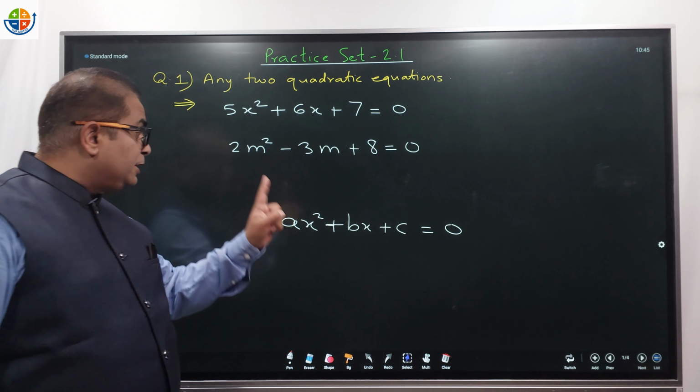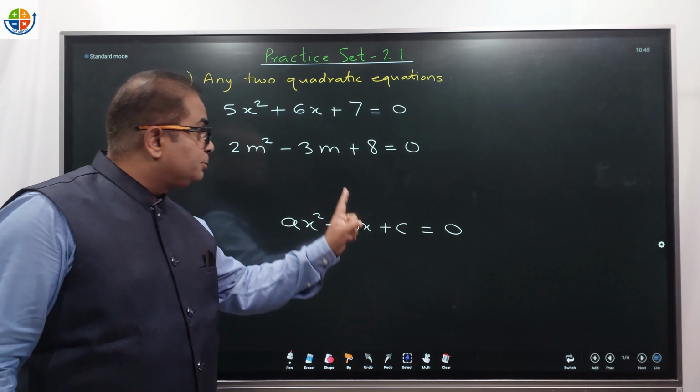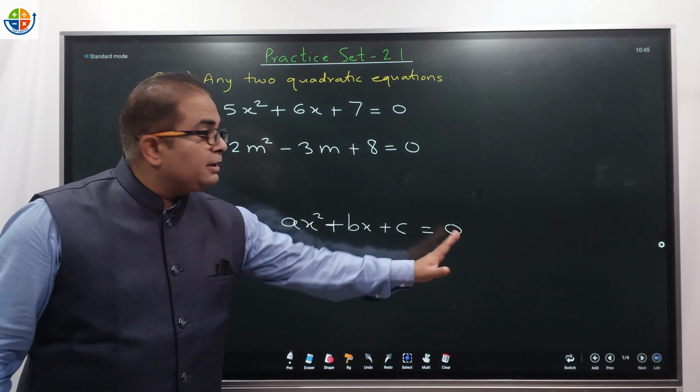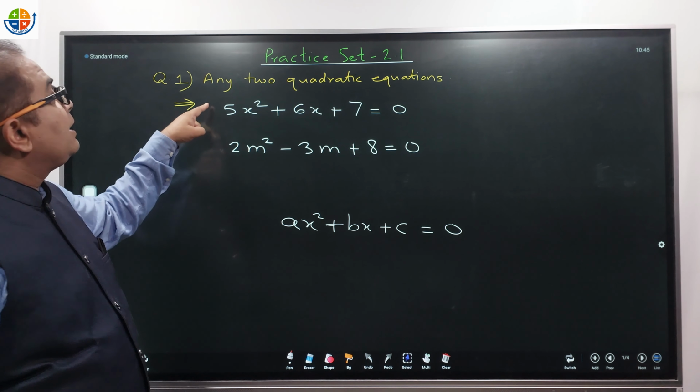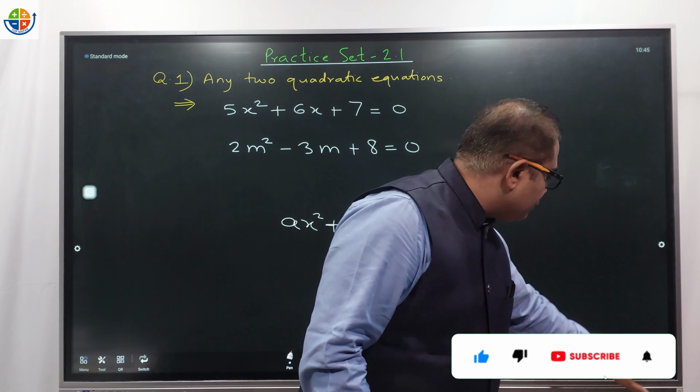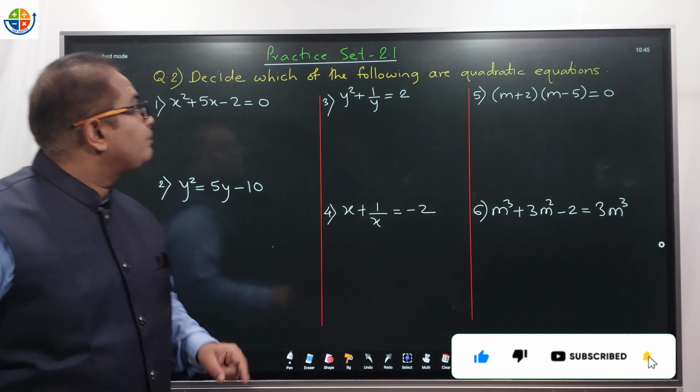Okay? There must be a term with x square. There must be a term with x. There must be a term with simple number is equals to 0. Then it is called as quadratic equation. Okay? बहुत easy था. चलो चलते हैं second example के लिए.